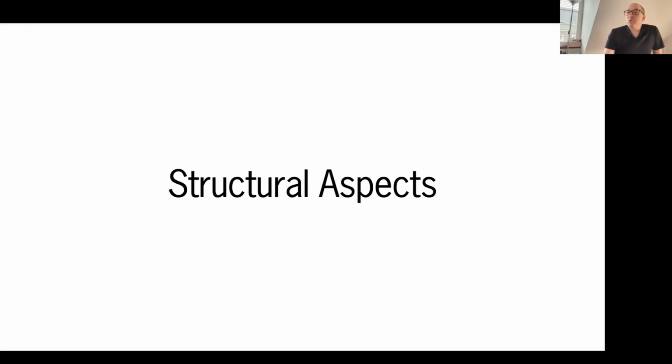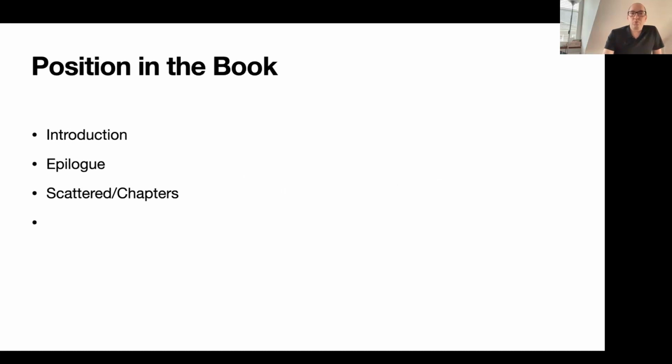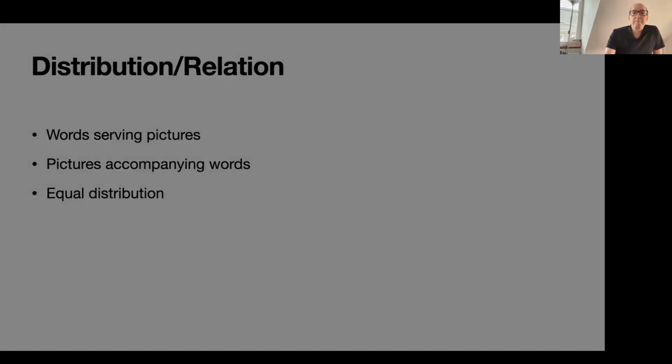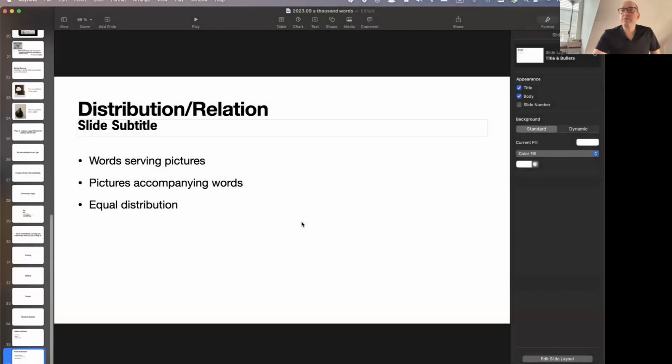So these are the functions. We will also be looking at more structural aspects today. So where is the text placed? Is it in an introduction? Is it in an epilogue? Is it scattered? We look at the different relationships between the words and pictures. And this should already be enough to show you the first photo book here.